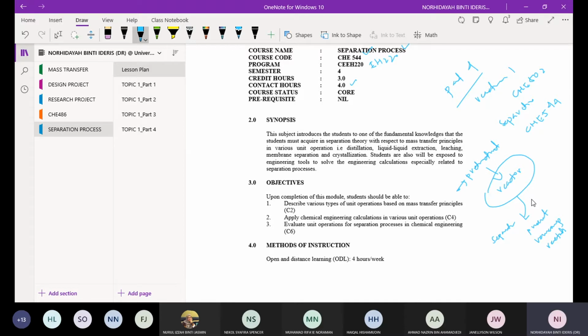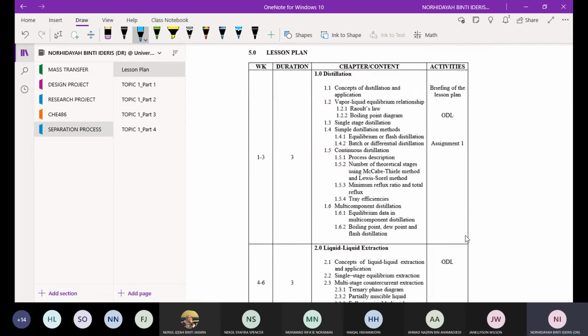So waktu plant design subject ni you are working in group, and you will be given a title. You need to work out what kind of unit op is involved. For separation process, it can be anything yang sesuai dengan proses kamu. The most famous one of course is the DC, which is distillation column. And then you have the gas absorption and adsorption and everything. Inside this separation process, you will cover 5 different types of separation.